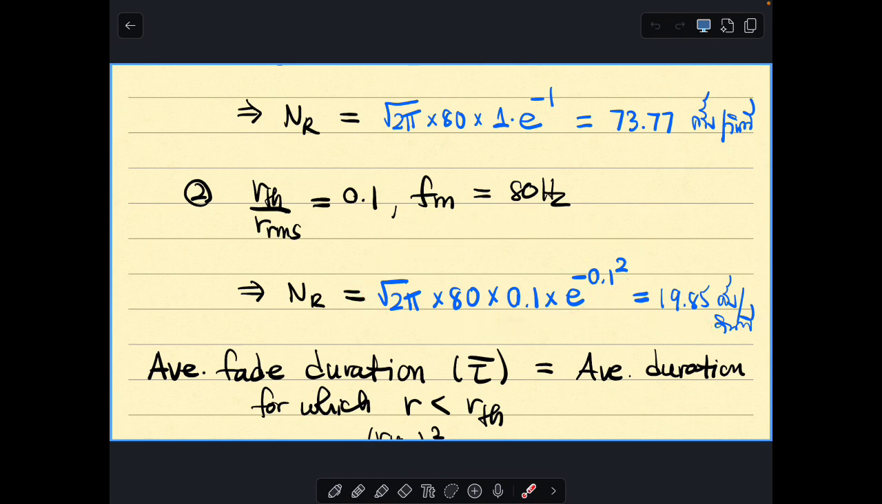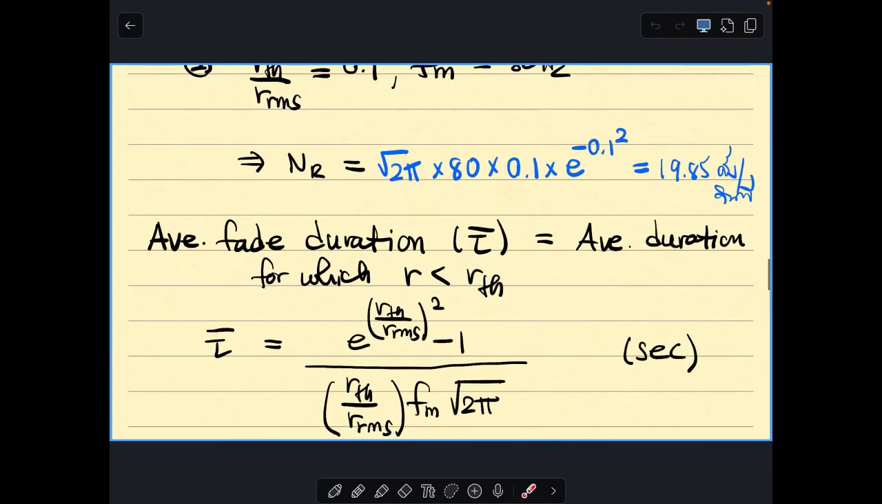19.85 times per second. You compare with these two numbers, which one is bigger? This one is bigger, right? Well, it's not a surprise because you lowered the threshold, so the number of times that the channel will dip below that threshold will be less likely. Okay.